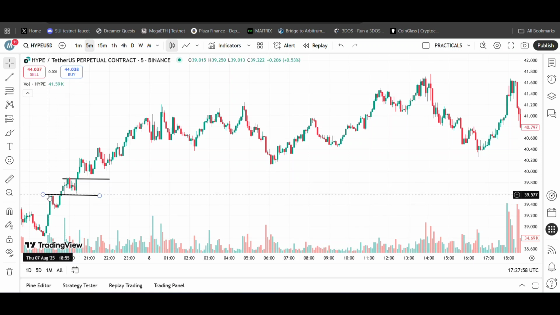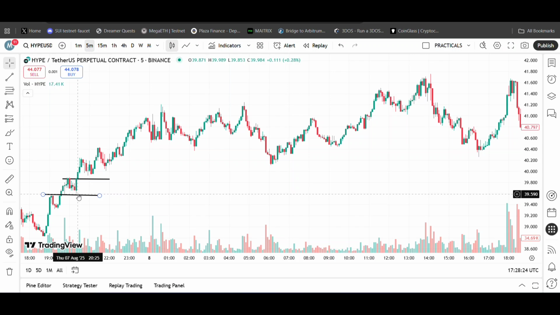So this structure has been broken here. You let it move, and then when it starts retracing, wait for it to retrace to your break of structure that has already been identified. So this particular spot now in this trade, this 39.577, will be a good place to enter your trade.